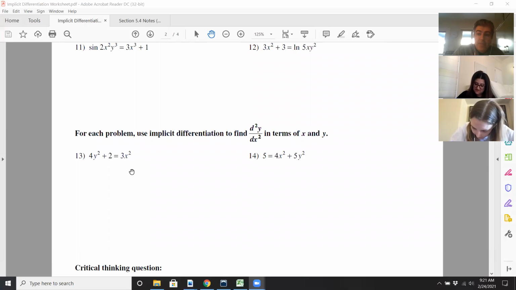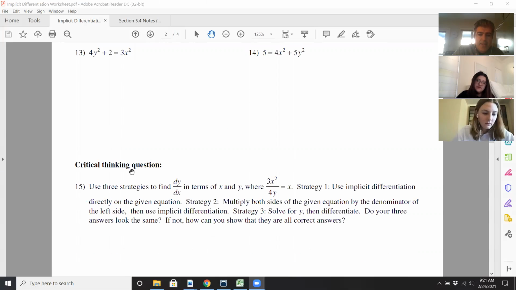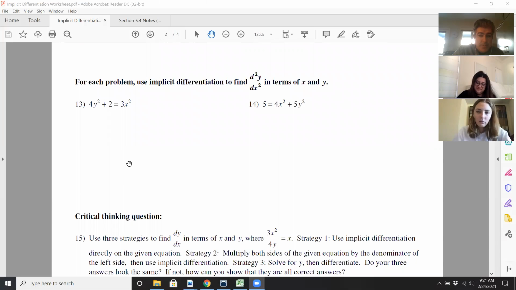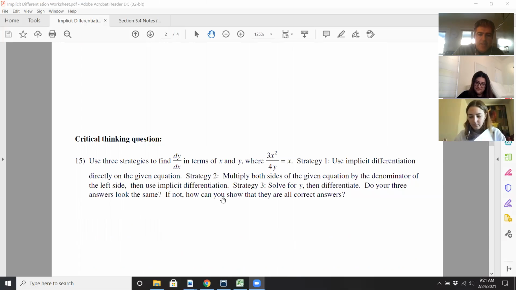13 and 14 are even more intense. Those are second derivatives, so you gotta do it once and then again. That's kind of what they like to do in the AP exam, especially in the free response. They want to make sure you can mechanically handle that. And then 15 is a bit more of a critical thinking problem, which I haven't really thought through yet, but they're giving you different strategies to try.